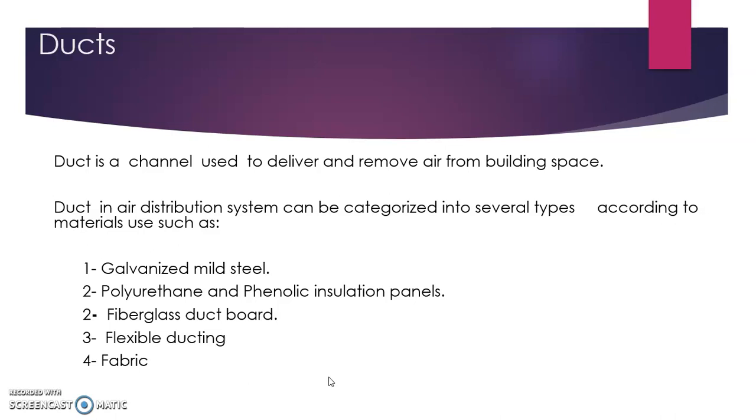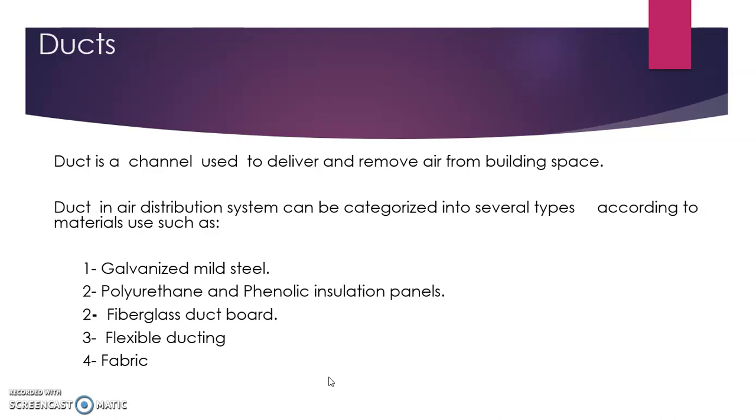Now let us look together at the duct side, or ductwork. Ducting, as I mentioned before, is equipment or a channel that delivers and removes air from the building space. If we want to deliver the air, we call it the supply air. And if you want to remove the air, we call it the return air or exhaust from the building space. The ducting system or ductwork is categorized into several types according to the material used.